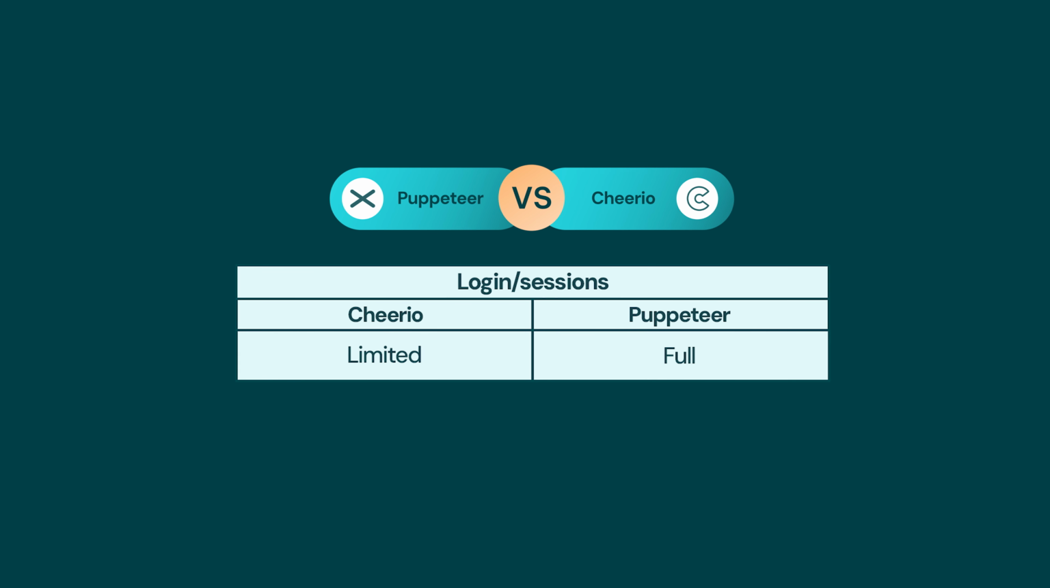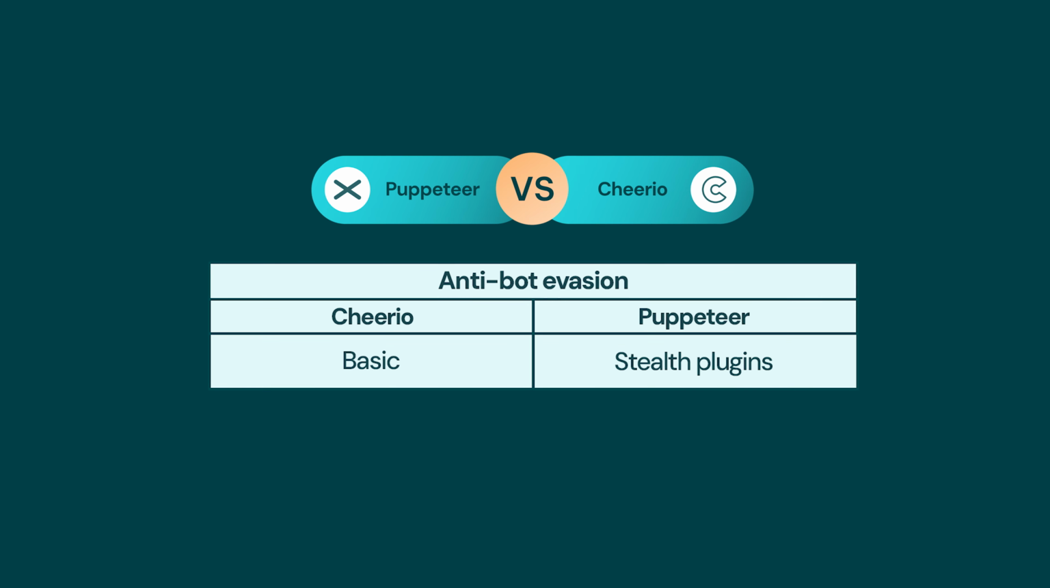Login and sessions. Cheerio has no session handling. Anything behind a login wall needs Puppeteer. Anti-bot evasion. Plain Puppeteer is detectable without stealth plugins. Cheerio sends basic HTTP requests, so it has a simpler fingerprint and is easier to keep clean.